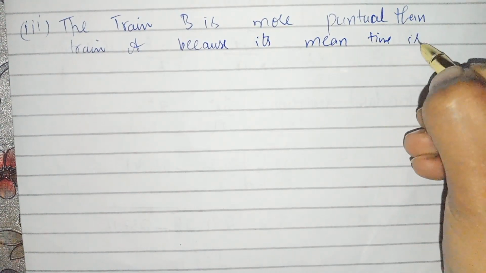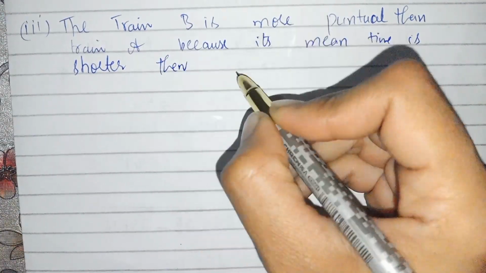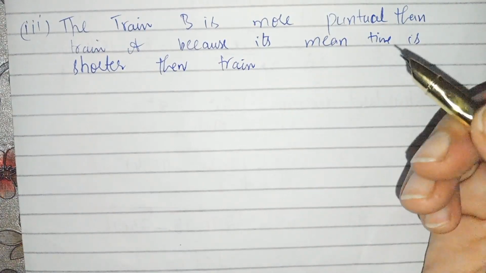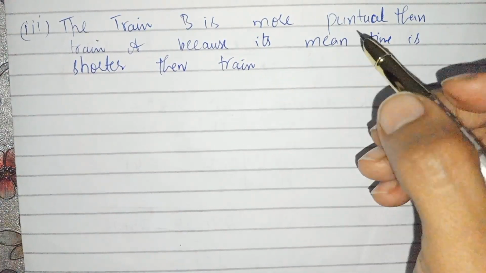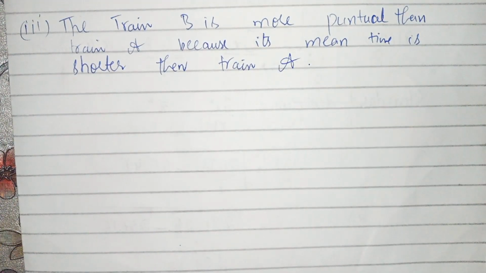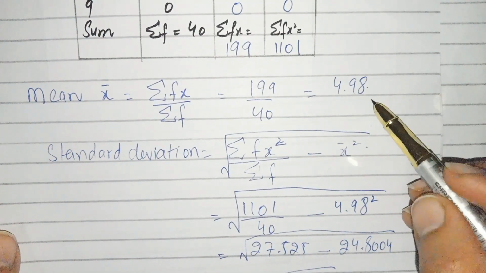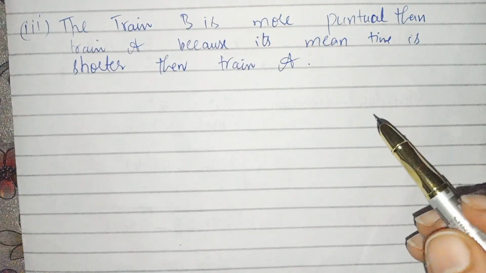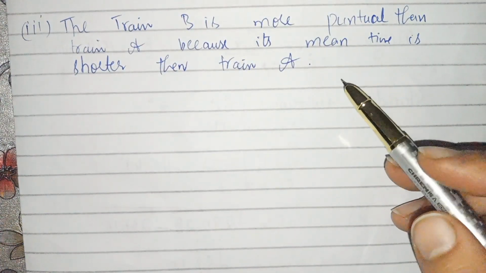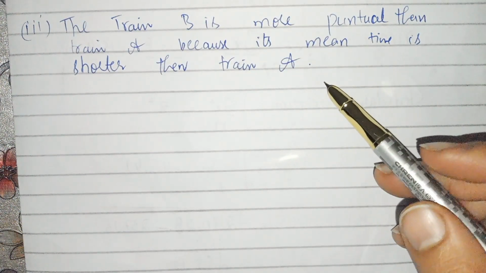Its mean time is shorter than train A. You can observe that its mean time is 4.98 for train B and 5.28 for train A, and since its mean time is shorter, it means that it is more punctual than train A.